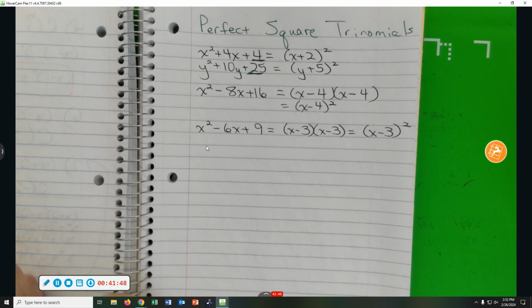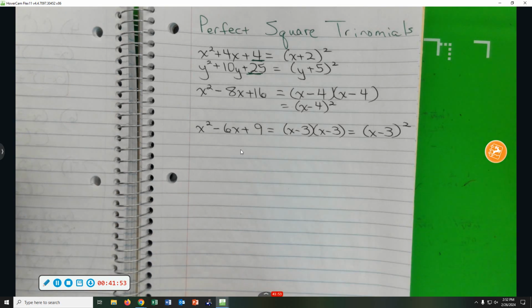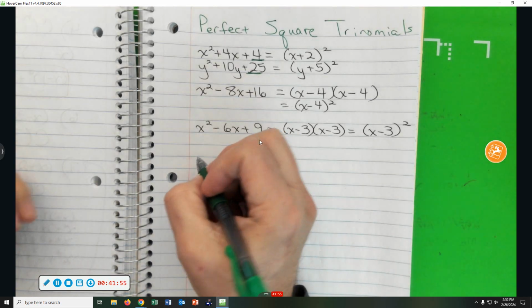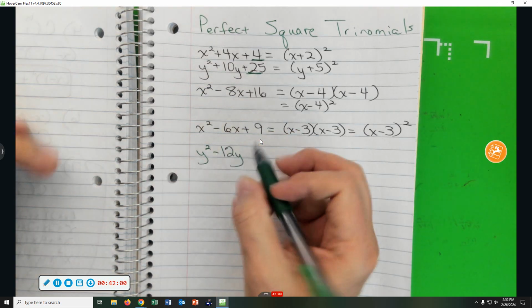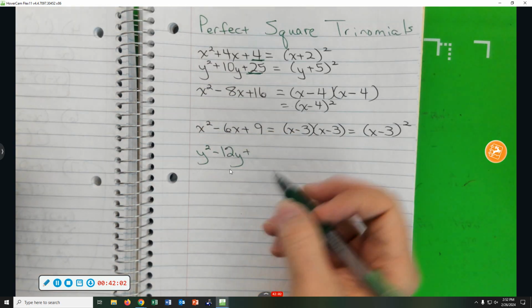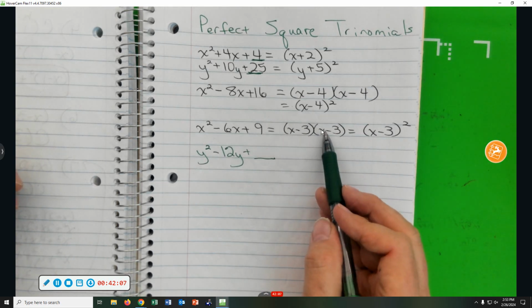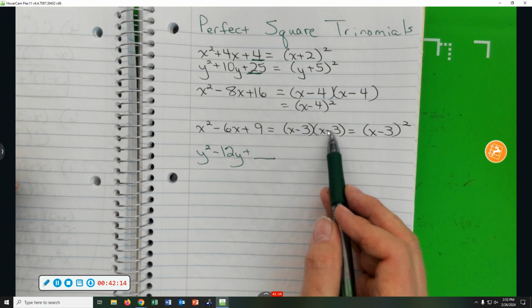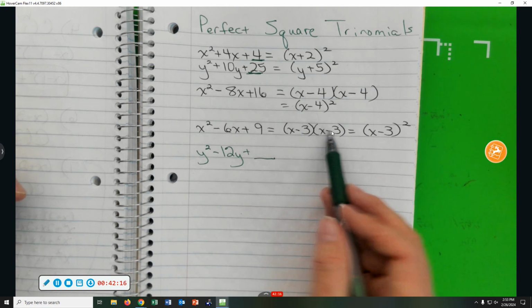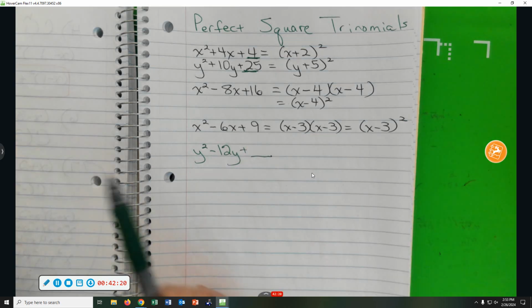And how about y squared minus 12y? I'm going to let y'all figure it out. You're going to create a perfect square now. Y squared minus 12y plus. It's got to be a plus, because negative times negative is going to give you a positive, and you want to have the same thing inside the parentheses. That's what makes it a perfect square. You have to have the same signs, whether it's plus or minus. When you multiply them together, it's going to give you a plus.